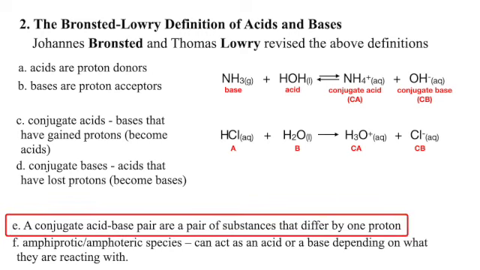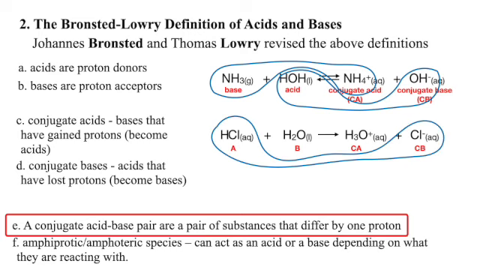Okay, a conjugate acid-base pair is just a pair of substances that differ by one proton. So the NH3 and the NH4 positive in the top reaction differ by one proton, by one H. Same with the water. In the bottom reaction, HCl and Cl negative are conjugate pairs, and water and H3O positive are conjugate pairs. By the way, H3O positive is called the hydronium ion, and it is a synonym in chemistry with H positive, and you'll see why in a little bit.